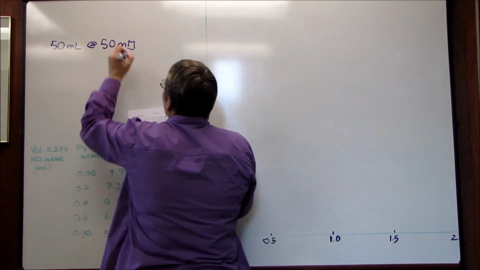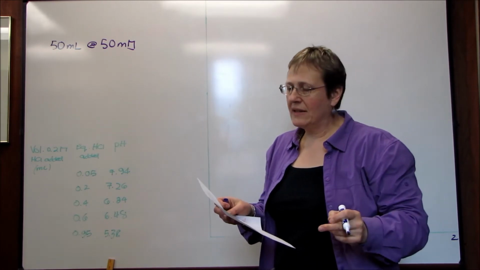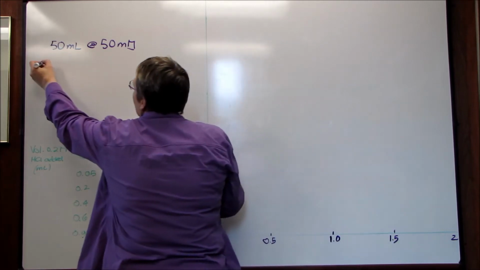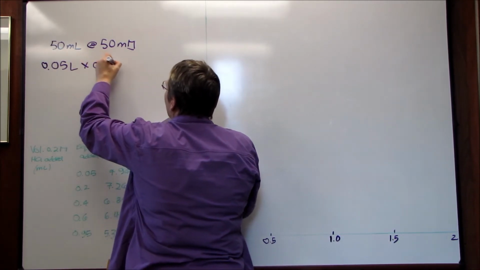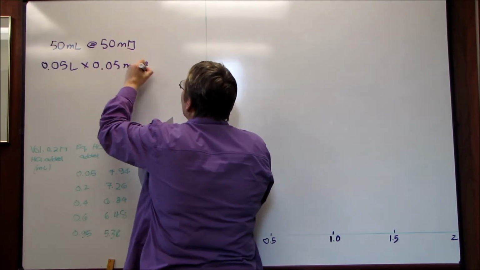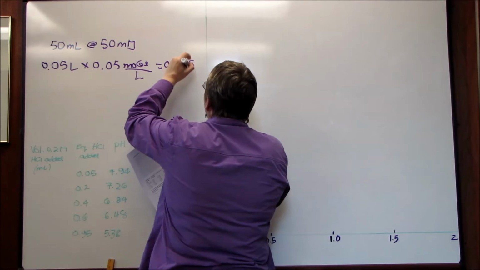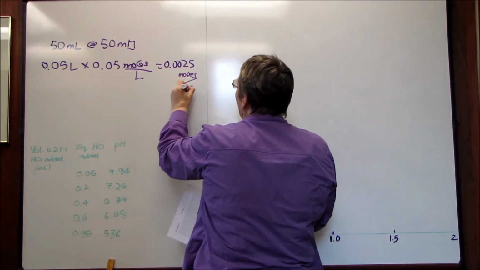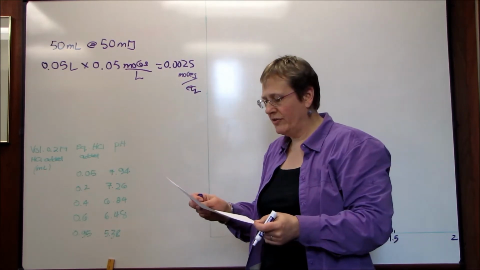So what we have to do here is figure out how many moles of that weak acid we have in the beaker at the start. This is going to be our number of moles per equivalent. So this is 0.05 liters times 0.05 moles per liter, which is equal to 0.0025 moles in the beaker. And this is how we define an equivalent. So this is how many moles there are in an equivalent, 0.0025.